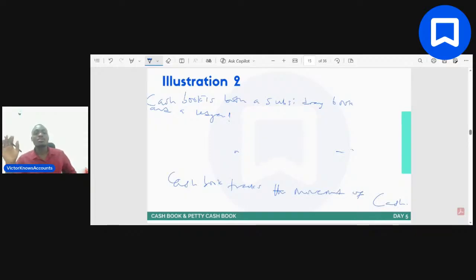So when you are talking about the cash book, they can ask you a question like this. I'm trying to draw your attention to questions that they ask, that actually sound very confusing for a lot of students. So you must know that your cash book is both a subsidiary book and a ledger, which means it is both a book of original entry, in the sense that transactions start there first. Then it also forms part of the double entry. Is that fine? It also forms part of the double entry process.